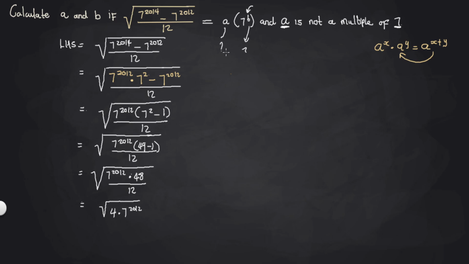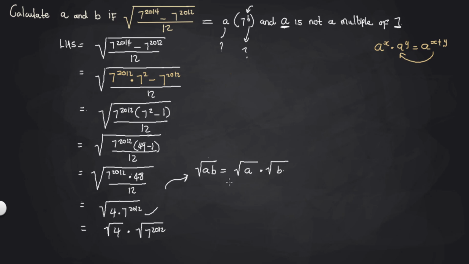We want to calculate these 2 values. So applying certain laws, I can get the square root of each term or each value underneath the square root. So the square root of 4 times the square root of 7 raised to exponent 2012. I'm basically applying the surd law that states if you are taking the square root of a product, it's gonna be the product of the square roots of each value underneath the square root.